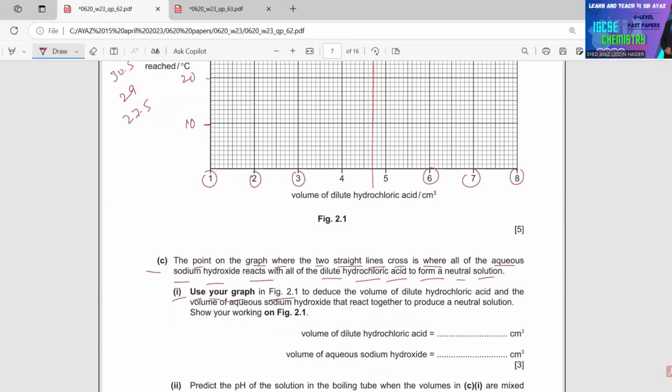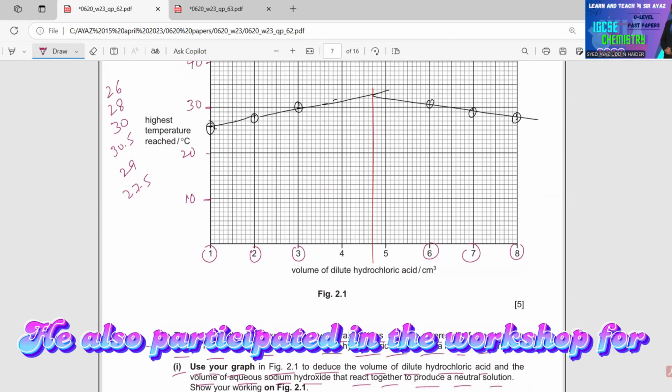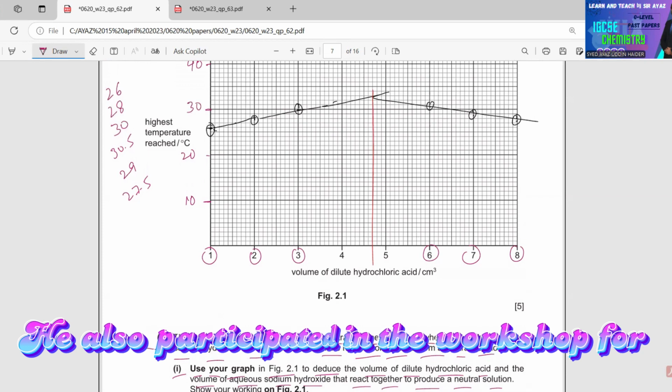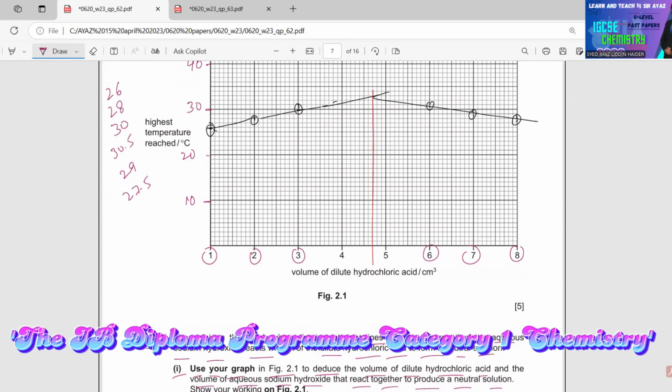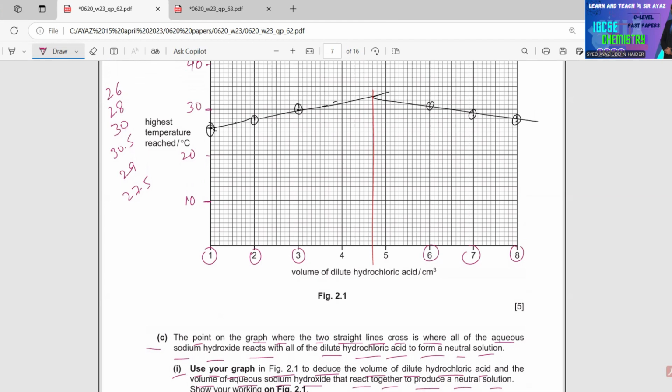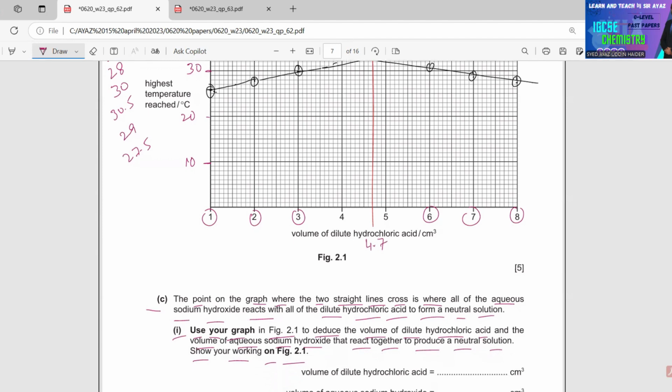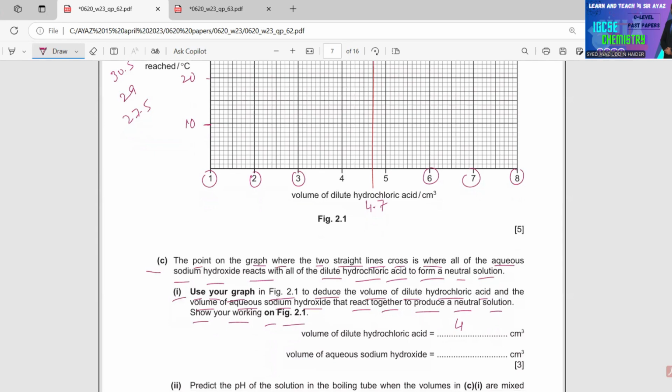Use your graph in figure 2.1 to deduce the volume of dilute hydrochloric acid and the volume of aqueous sodium hydroxide that react together to produce a neutral solution. Show your working on figure 2.1. So if you look at this, the volume of hydrochloric acid is 4.567. It must be 4.7. 4.7 for dilute hydrochloric acid. What about sodium hydroxide?